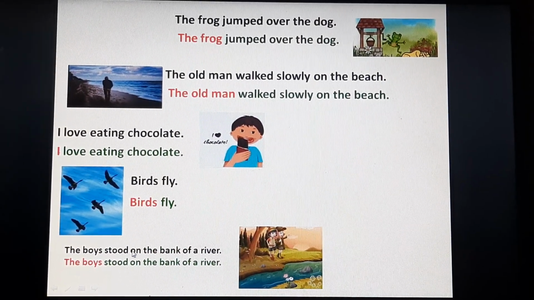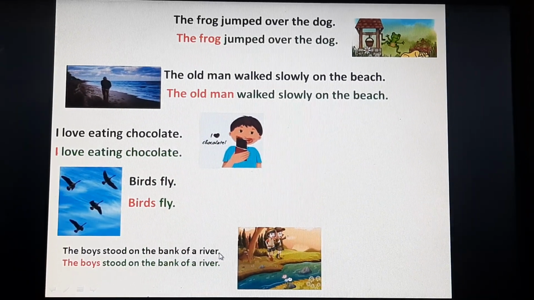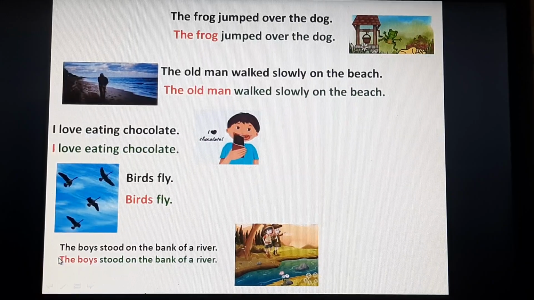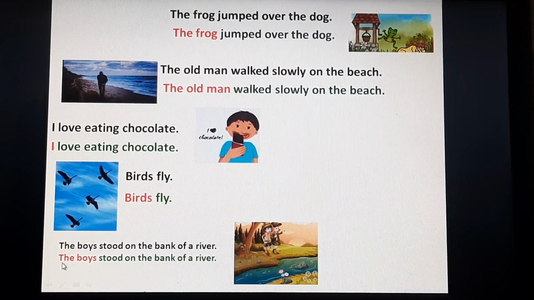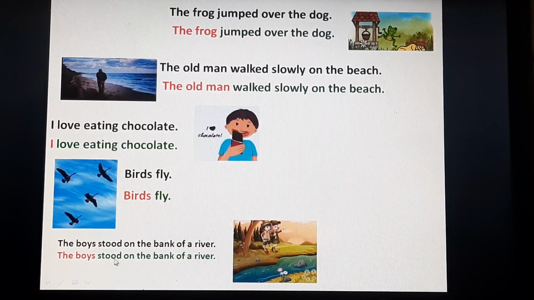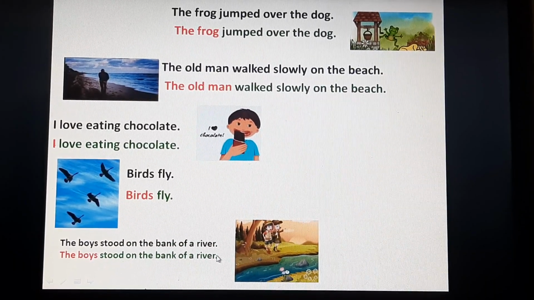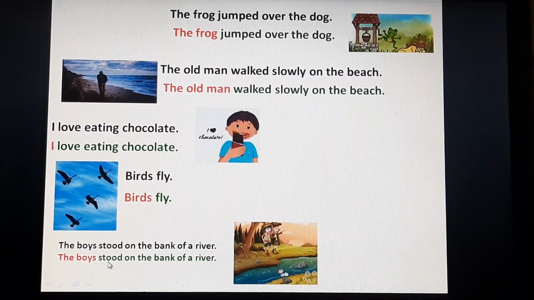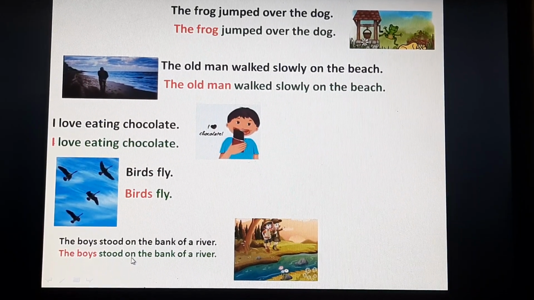The boy stood on the bank of a river. About whom is the sentence talking? It speaks about the boy. The boy is your subject. What is he doing? He stood on the bank of a river. This is your predicate. Stood is your verb.